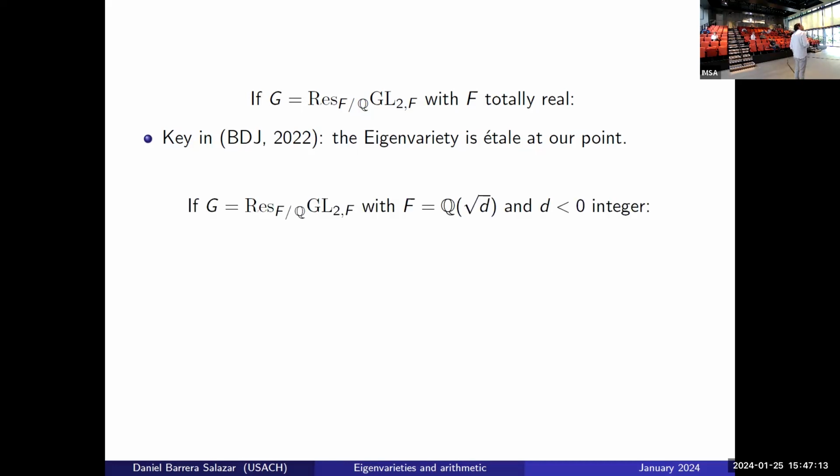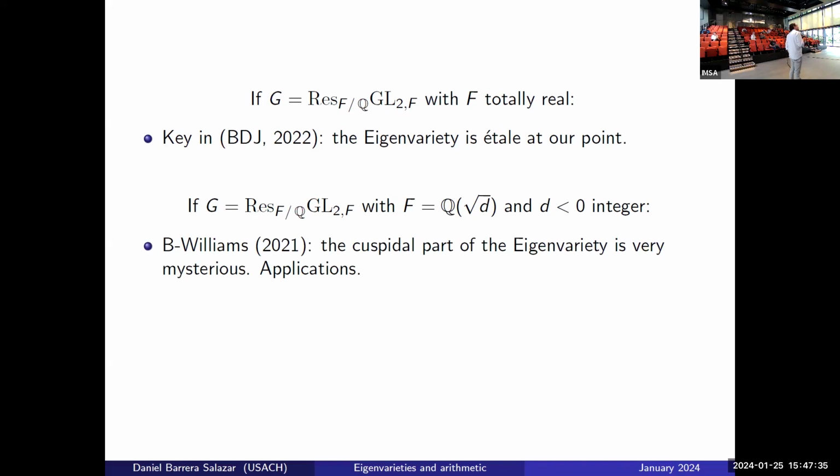Some interesting situations arise when you take F, an imaginary quadratic field, and you make the same process, you take the restriction of the field. This situation looks similar, but they are totally different. In fact, in this case, the cuspidal part of the eigenvariety is very mysterious. And when we tried with Williams in 2001 to understand the cuspidal part, it became less mysterious. But even that allows us to take an application.